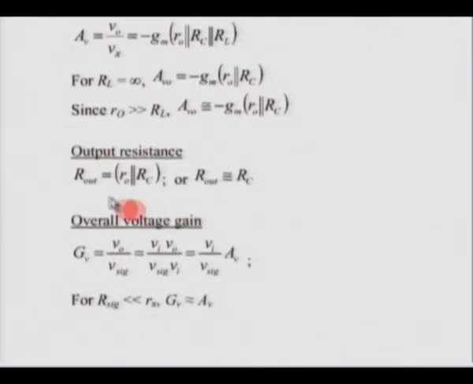Now coming to the output resistance, it would be nothing but R naught parallel RC, or we can say, as we said, R out would be approximately equal to RC, since small r naught will be very high.